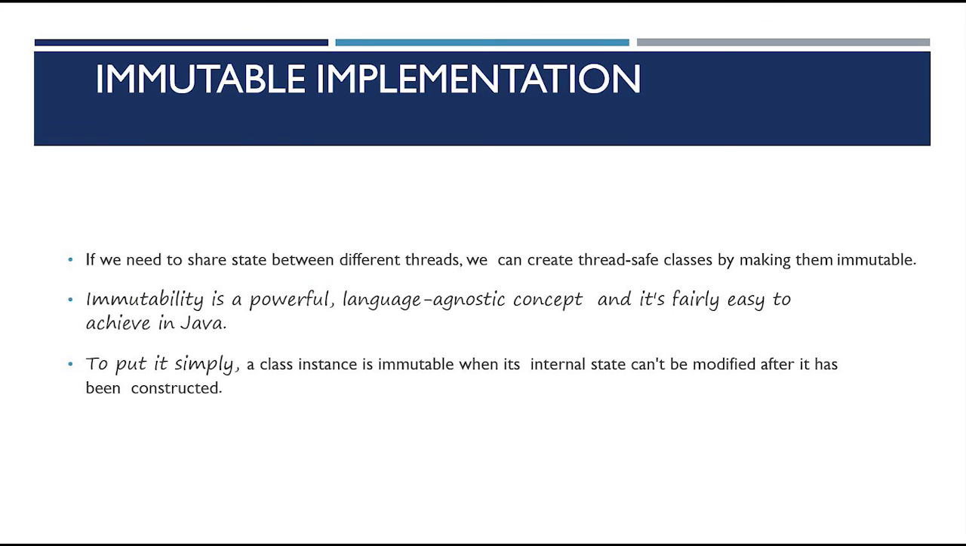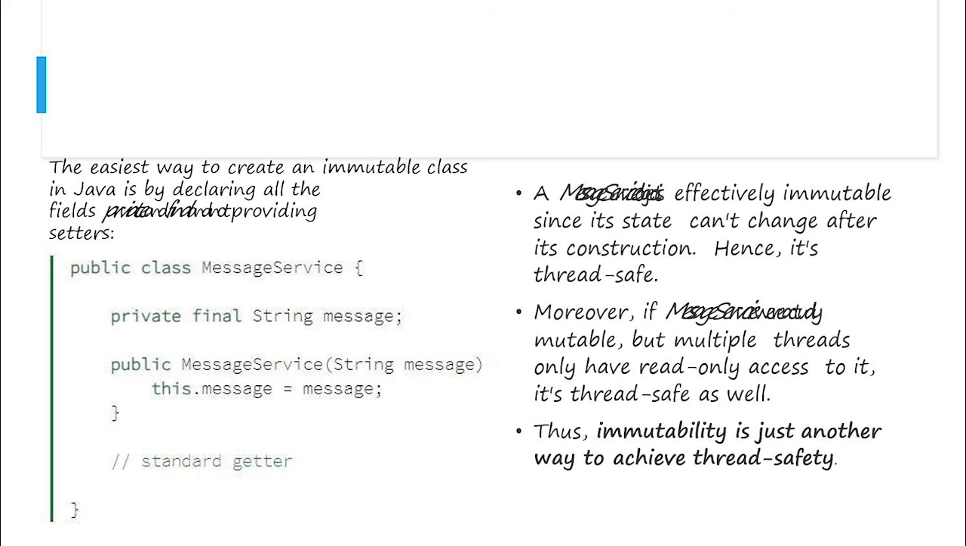So the second approach would be immutable implementation. Okay, in this approach, we need to share state between different threads. So if we need to share state between different threads, we can create thread-safe classes by making them immutable. So how do we do this? It is by simply declaring all the fields private and final, and by not providing setters.